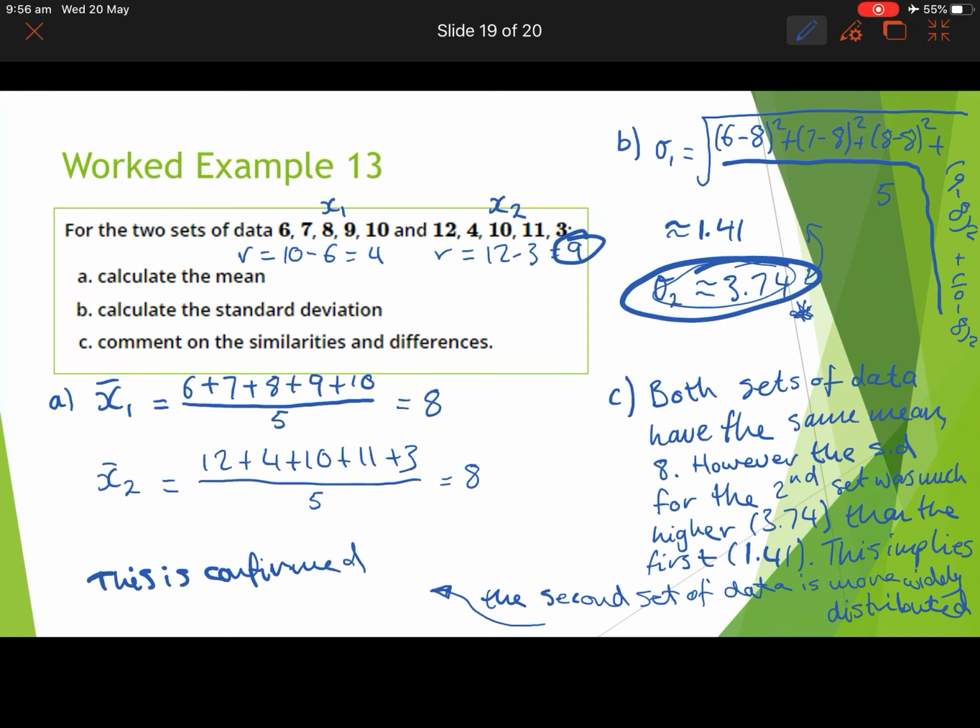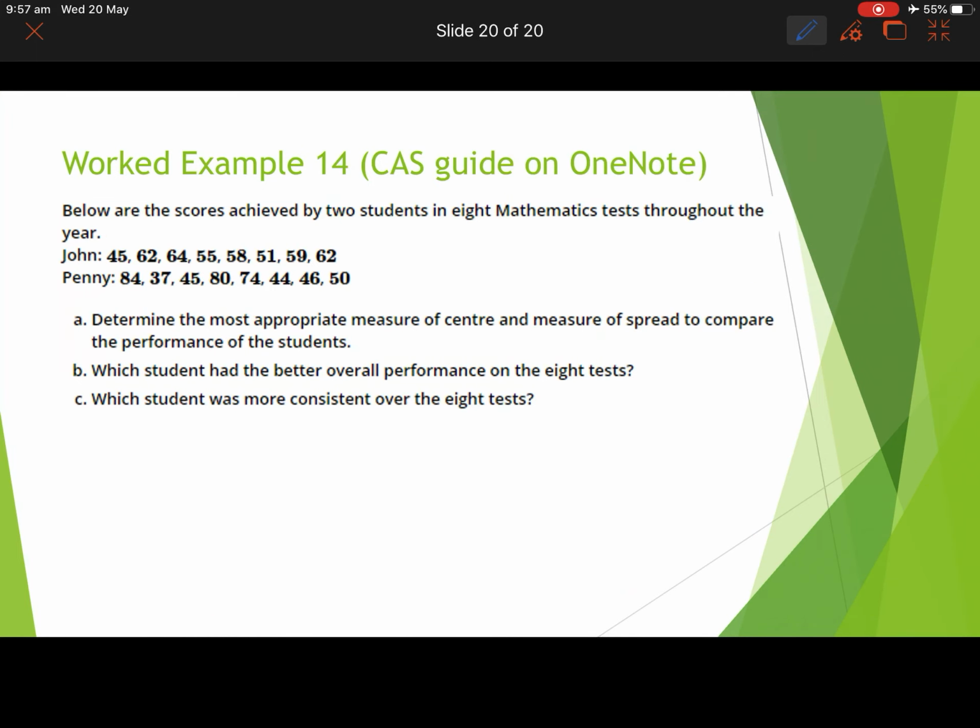Okay, so yeah, this is confirmed by the range. And then you might need to actually say the numbers, 9 for the second set and 4 for the first set. I've run out of room. So that's what we're looking at. So you need to talk about everything you've found and what that actually means. We'll do one more example.